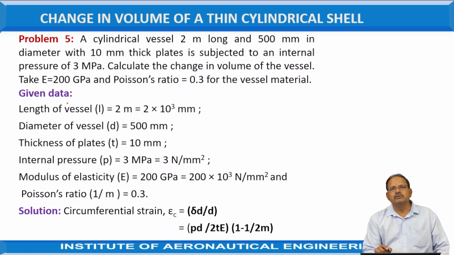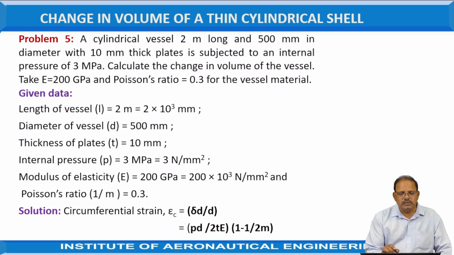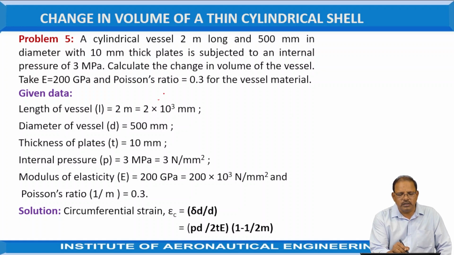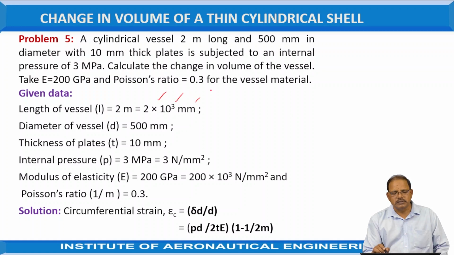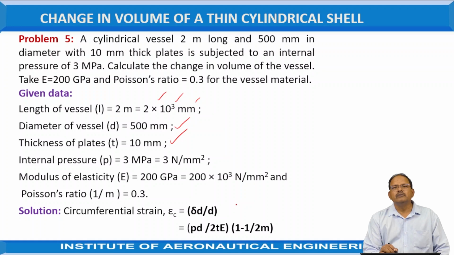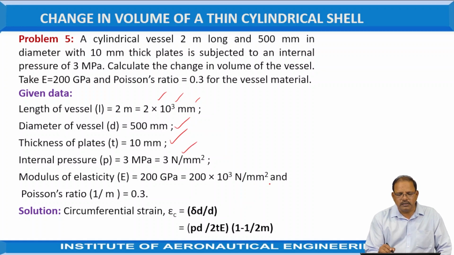Here the given data: the length of this cylinder is 2 meters. We are converting all the dimensions into millimeters, which is 2 into 10 to the power of 3 millimeters. Diameter of the vessel is 500 mm, thickness is 10 mm, and internal pressure is 3 megapascal. 1 megapascal is equal to 1 Newton per mm square, so it can be written as 3 Newton per mm square.